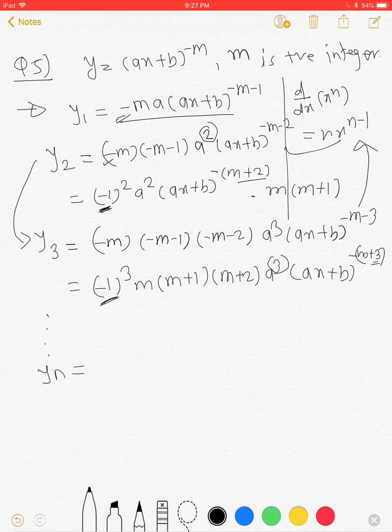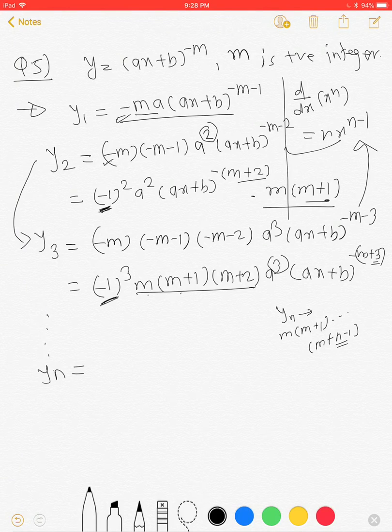And the most important observation is this: in the first derivative there is only one term, that is minus m, or we can say m. In the second derivative there is one extra term, that is m into m plus 1. In the third derivative there are three terms, m into m plus 1 into m plus 2. That is, if we are taking the nth derivative, then we will get m into m plus 1 and so on, up to m plus n minus 1.